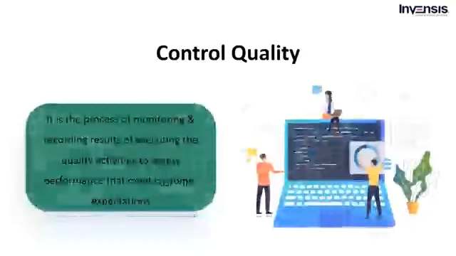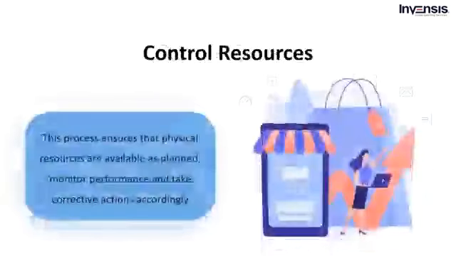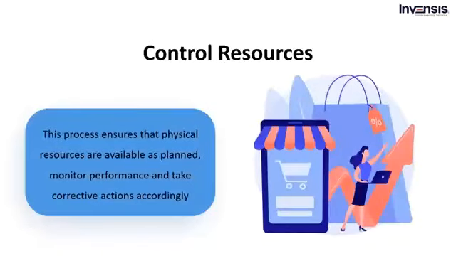The next process is control quality. Here, one must monitor and control the quality of all the performed activities and measure its performance. This will ensure that the project outputs are up to the mark and meet the customer's expectations. It belongs to the quality management knowledge area. Then we have control resources. This process ensures that physical resources are available as planned, monitoring performance and taking corrective action. It is performed throughout the project and belongs to the resource management knowledge area.